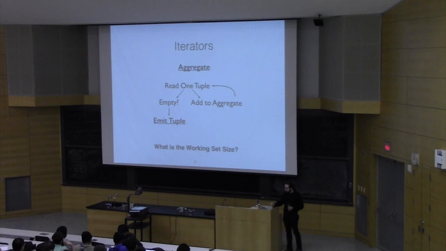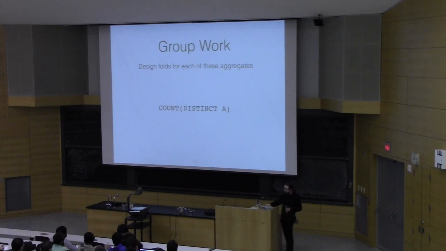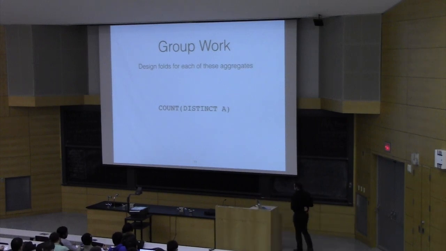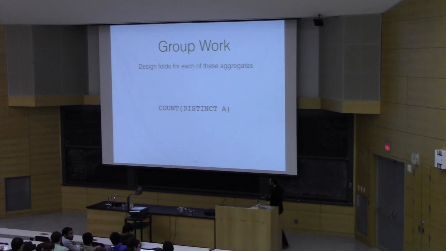All right. We actually did that, didn't we? So here's a little bit of a challenge for you guys. Take about 2 minutes, turn to your neighbor, and try and come up with a fold for count distinct. Take about 3 minutes. And just to recap, a fold is an initialize, something that gets run for every tuple, and then a finalize step.